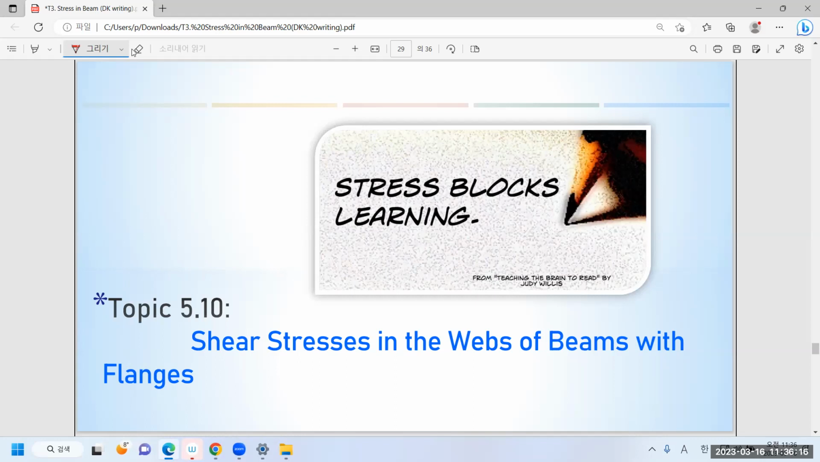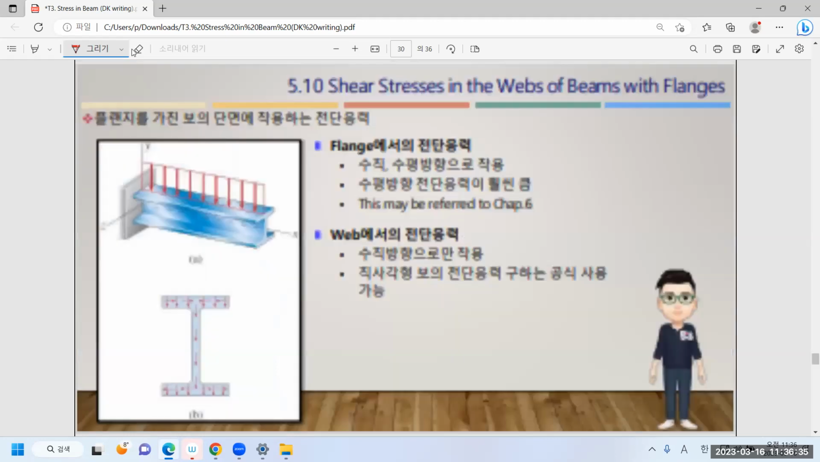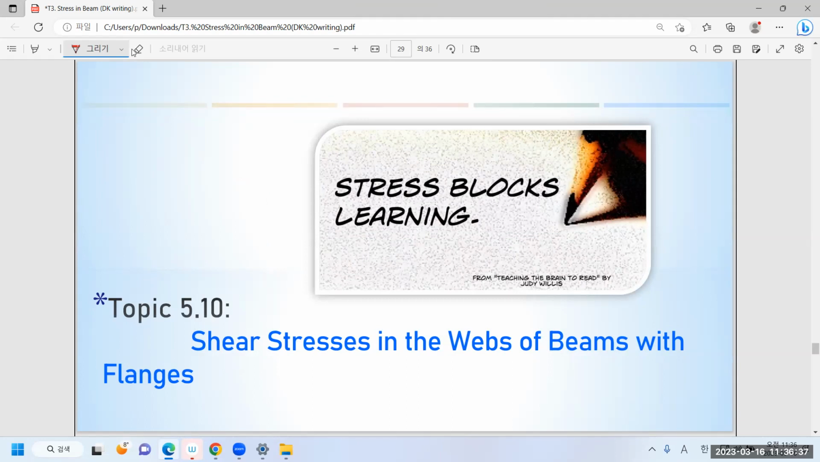So from here, this is like the additional applications. Just now we talked about the simple rectangle structure, rectangle cross section. And we need to investigate further. If the sectional shape is changed, what is going to happen, isn't it? So we'll talk about shear stresses in the web of the beam with flanges. Just now we talked about the web.